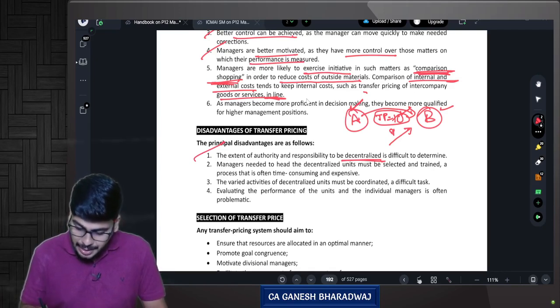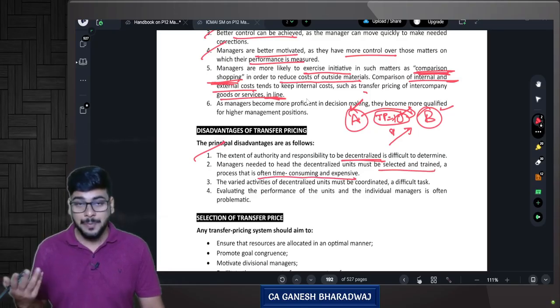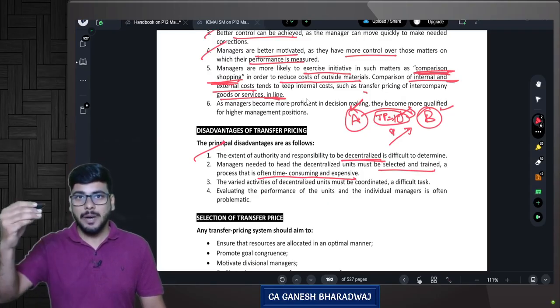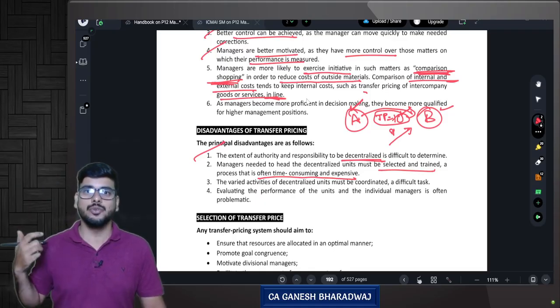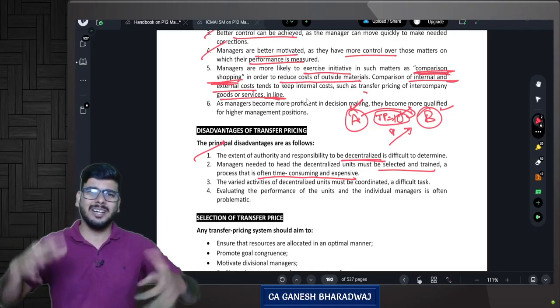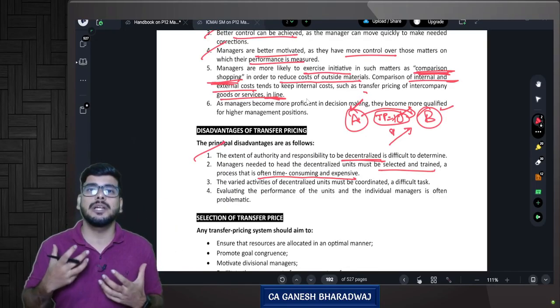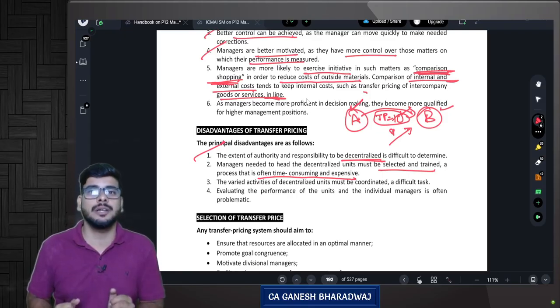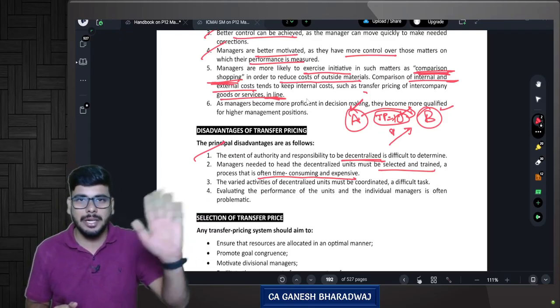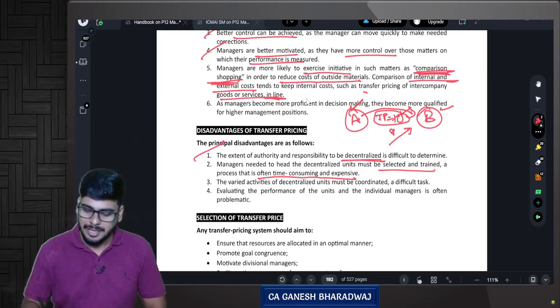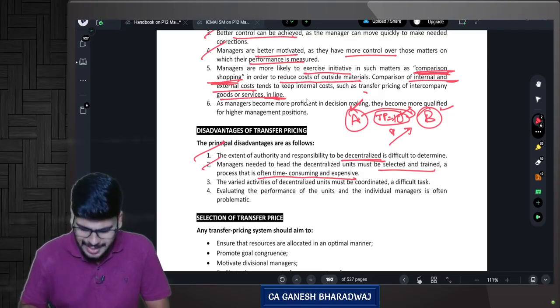The managers needed to head the decentralized units must be selected and trained, a process that is often time consuming and expensive. Look, now every department, every division will have its own manager. This manager has to run his own entire division, correct? Inside the division, all the activities, production, administration, everything, he needs to take care of. So he needs to be properly trained. It's like a mini CEO of that division, correct? So these guys cannot be randomly picked and put in charge. You need to properly select them and train them. That is often time consuming and expensive, correct? These are some theoretical aspects.